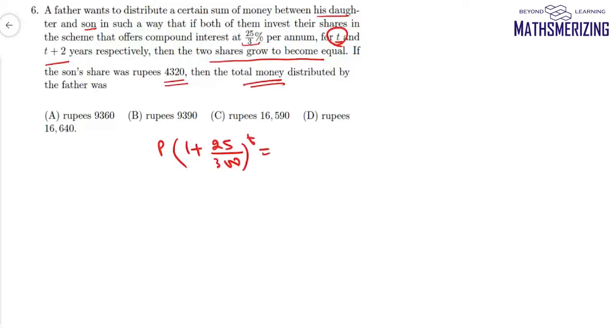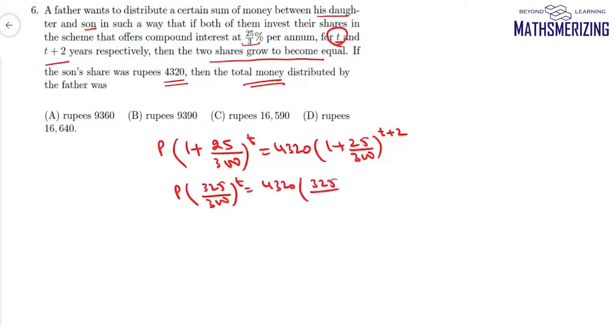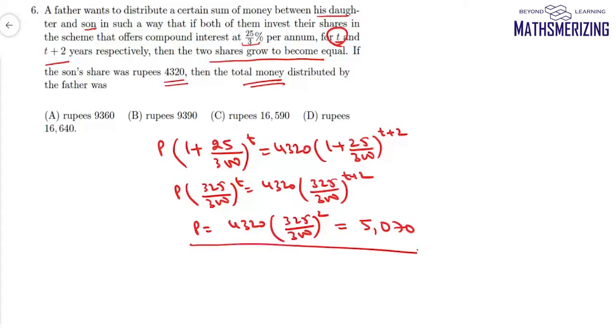Now it is equal to the amount that his son will get after T plus 2 years. So this is 4320 times (1 plus 25 upon 300) to the power T plus 2. So this is P times (325 upon 300) to the power T, and this is 4320 times (325 upon 300) to the power T plus 2. So this P simply will be 4320 times (325 upon 300) whole square. So this P comes out to be 5070. So the amount that this man has given to his daughter is 5070.